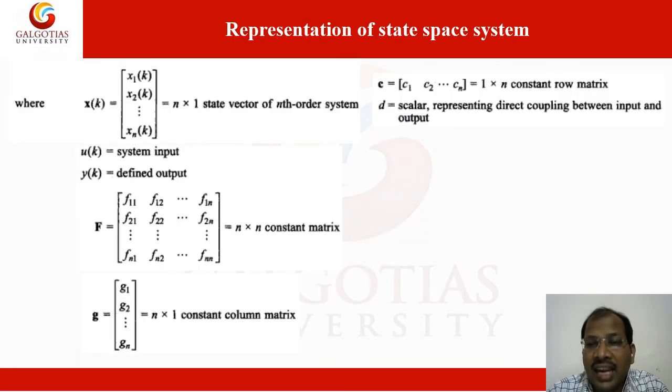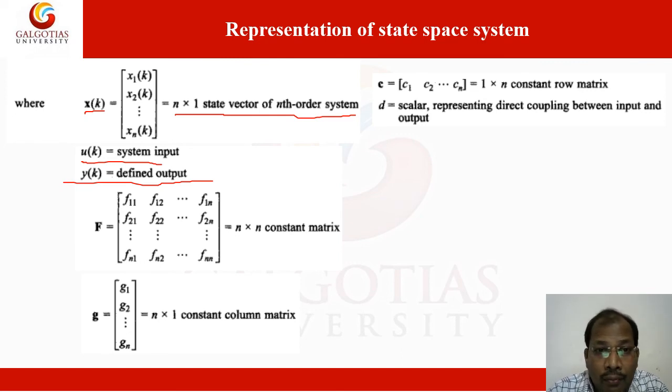So this is the state space representation. In the discrete domain, x(k) is the state vector: x1(k), x2(k), up to xn(k). Suppose n by 1 is the state vector of an nth order system. Similarly, u(k) is the system input and y(k) is the defined output. D is a scalar. The F matrix, that is the system matrix, has elements F11, F12 and so on, all represented in the discrete domain.